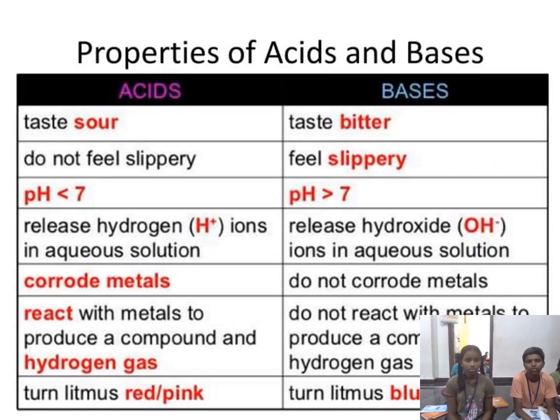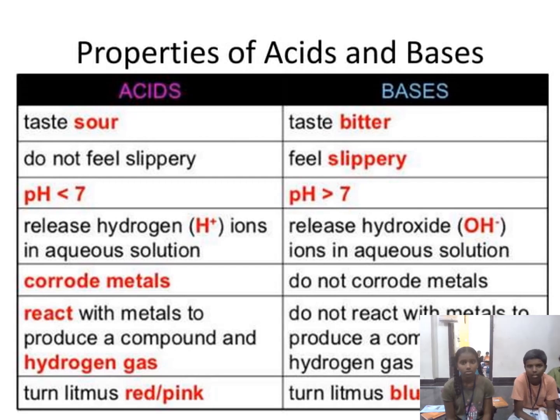Okay. Next, properties of an acid and a base. So, the difference between acids and bases. Very important question. Acids taste sour. Bases taste bitter. Acids do not feel slippery. Bases feel slippery. The pH is less than 7 for acids. It is greater than 7 for bases.